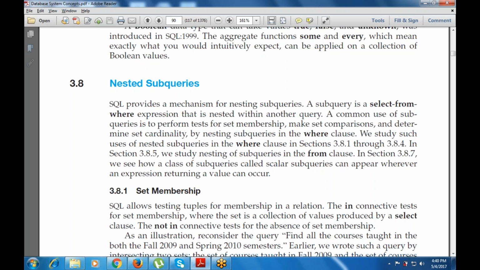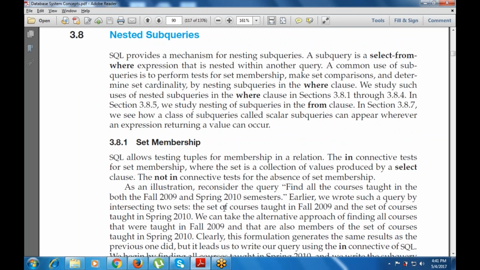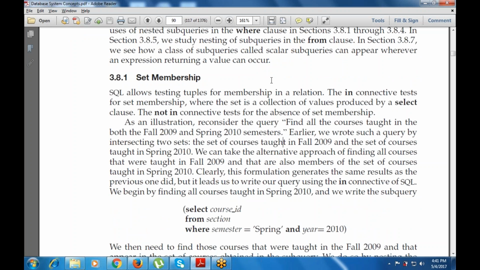SQL also allows testing tuples for membership in a relation. The in connective tests for set membership, where the set is a collection of values produced by a select clause, and the not in connective tests for the absence of set membership. Now this is one of the examples: find all the courses taught in both the fall 2009 and the spring 2010 semesters.